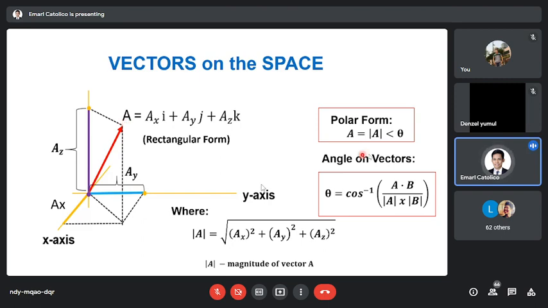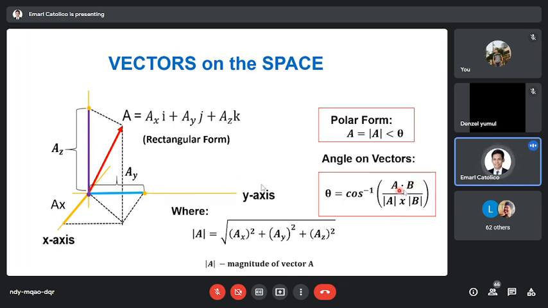Polar form, same formula pa rin. Magnitude of A, angle theta, where yung magnitude of vector A is square root of Ax squared plus Ay squared plus Az squared. So, nadagdagan lang tayo ng z squared. Okay? Then, yung angle of the vector, since 3-dimensional to, no? So, gagamit tayo ng dot product and cross product of vectors. So, cosine inverse of vector A dot vector B over the product of magnitudes A and B.